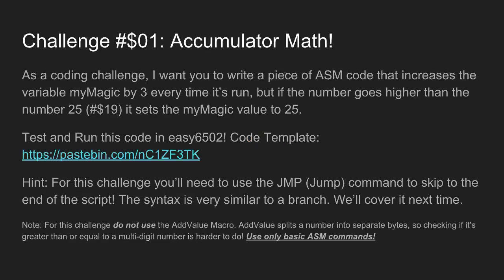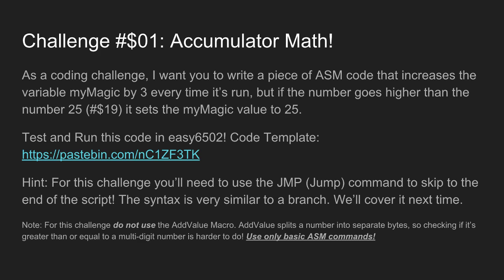Next, and lastly, I have a little bit of a challenge for people. I have created a template that I want people to use for this. As a coding challenge, I want you to write a piece of assembly code that increases the variable myMagic by 3 every time it's run. But if the number goes higher than the number 25, hex 19, it sets the myMagic value to 25. Again, hex 19.